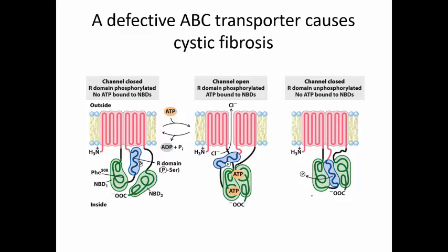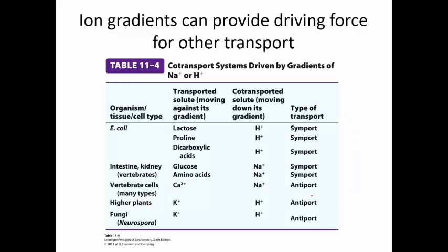And this all just comes from a single mutation in an ABC transporter in the lungs. So ion gradients that have been created from other active transporters, a lot of times this is going to be the sodium-potassium ATPase, but it could be other ones, can then be used in a co-transport system where we move the sodium or sometimes the protons with their concentration gradients and move something else against theirs.